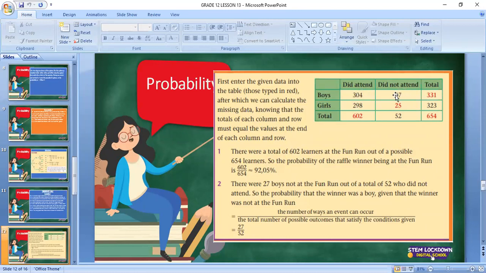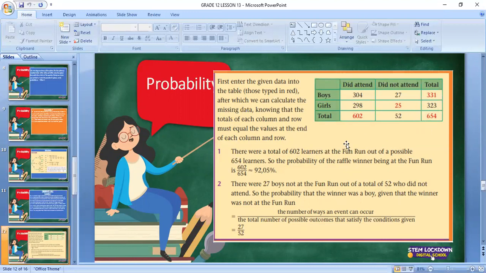So the 27 we got by those who didn't attend: 52 didn't attend, 25. Subtracting 602 from 654 will give you 52. So with 52 here and 25 here, these two must add up to 52. When I say 52 minus 25, that gives us 27. Like that, we complete our contingency table.